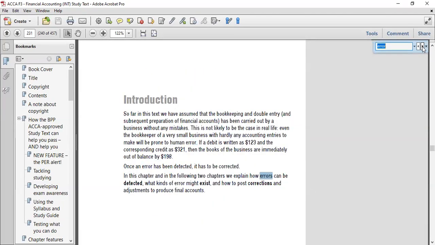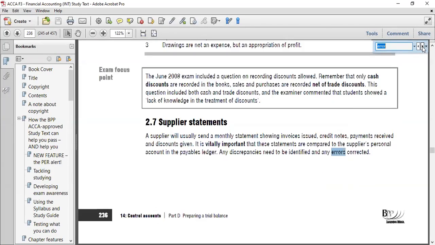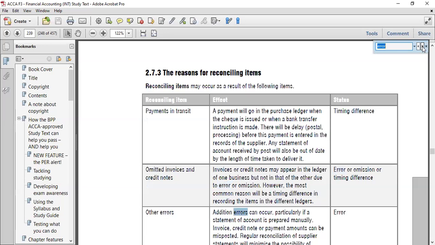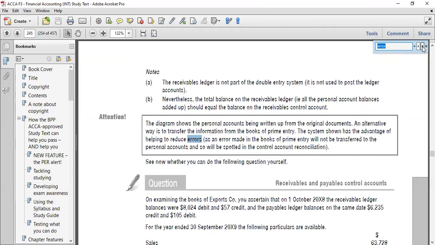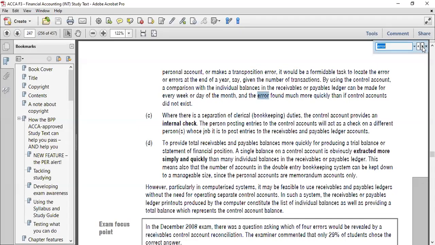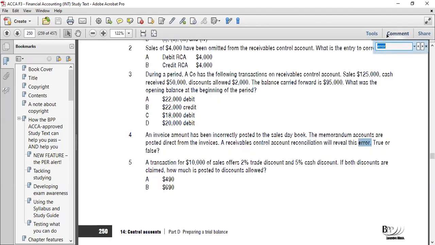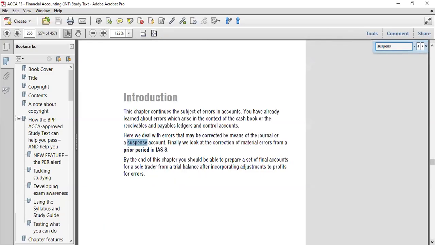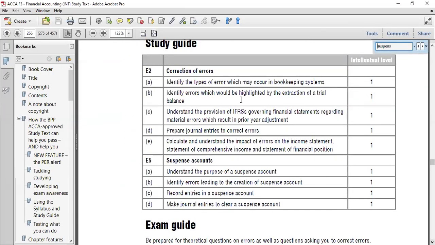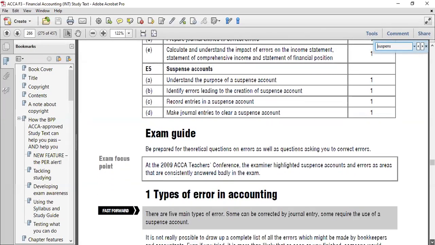I think there's a suspense account here. Yes, control accounts help us on correction of errors, but I want to get another aspect. Maybe let me search for suspense. Okay, the suspense account is here. So we have the suspense account highlighted in this guide. This is page 266.